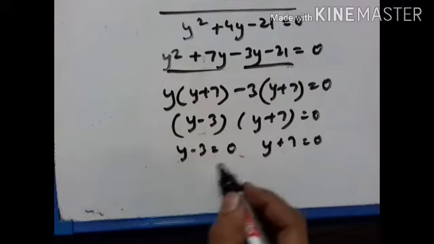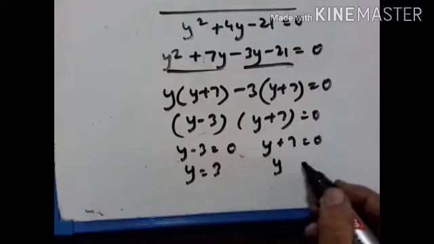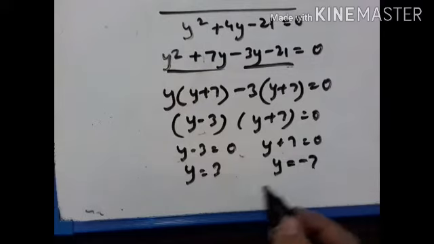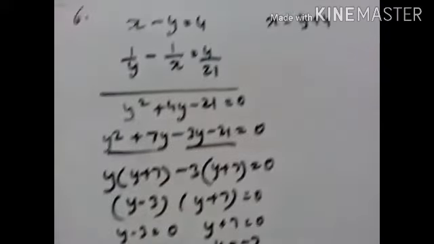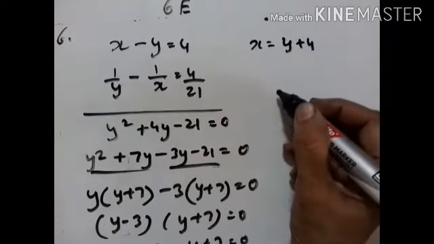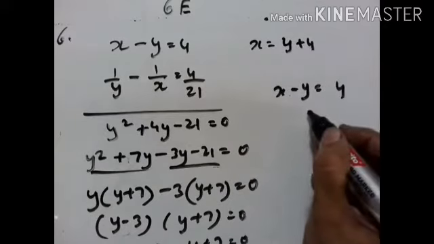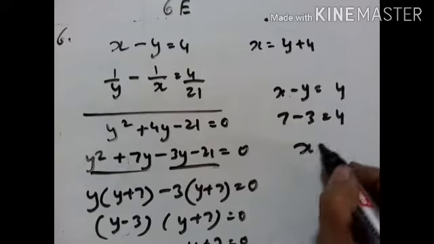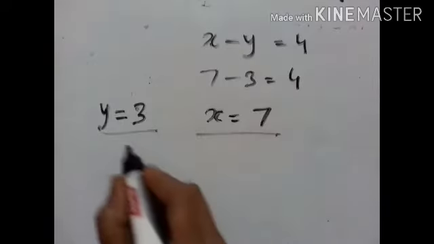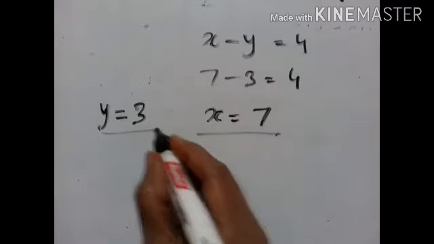If y minus 3 is equal to 0, then y is equal to 3. If y plus 7 is equal to 0, then y is equal to minus 7. So let us take this. Y is equal to 3. So the numbers are x minus y is equal to 4 means if y is equal to 3, then 7 minus 3 is equal to 4, x is equal to 7. Y is equal to 3 and x is equal to 7. Therefore, the numbers are 3 and 7.